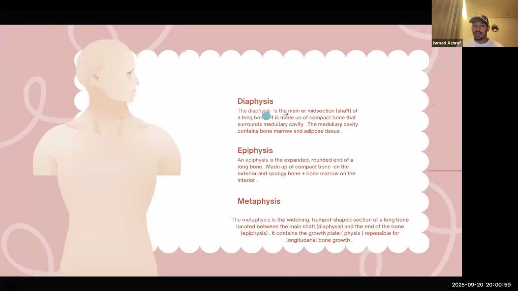So the diaphysis is the main or the midsection, the shaft of the long bone. It's made up of compact bone that surrounds the medullary cavity. So within the compact bone is the medullary cavity in the diaphysis, right?